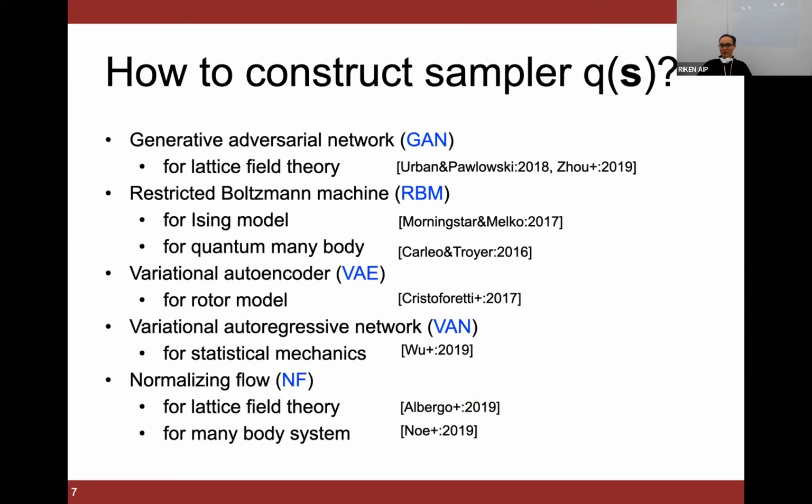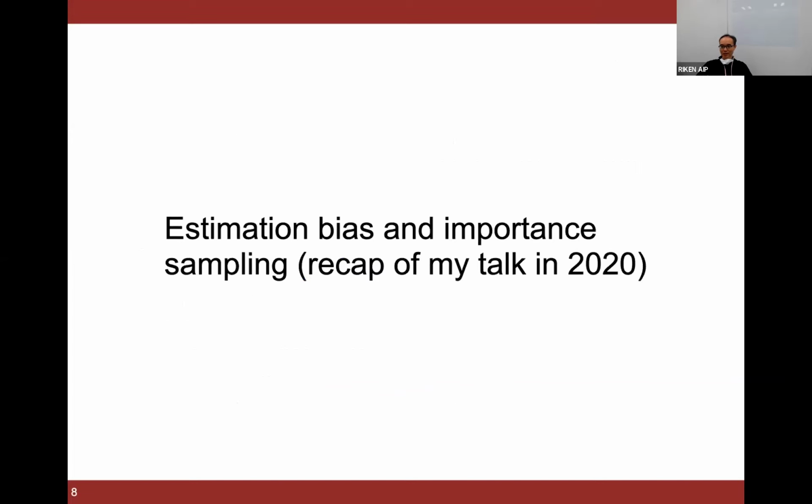Okay, and there were several previous works, and many people try to do this task by using GAN, RBM, VAE, autoregressive models and normalizing flows. And we are one of them. But in this application, we should be careful about estimation bias, which I'll talk about in more detail.